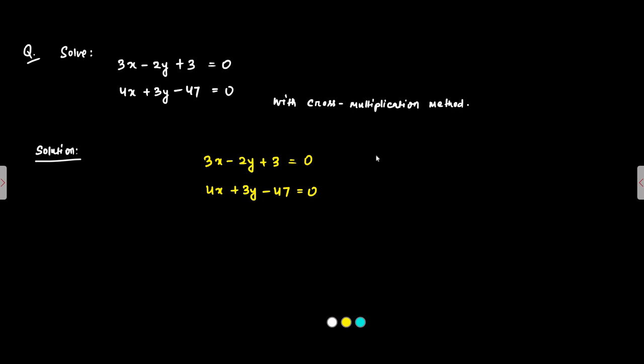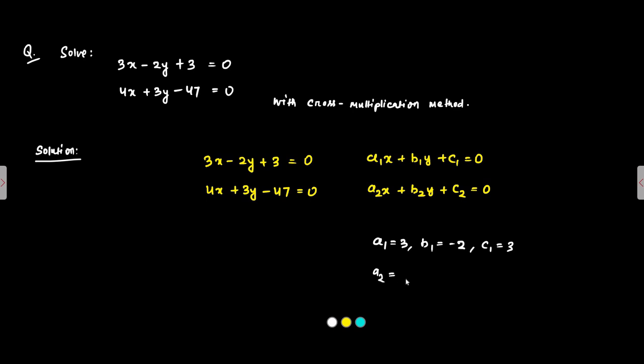Comparing it with the standard format, a1x plus b1y plus c1 equals 0 and a2x plus b2y plus c2 equals 0, we have a1 equals 3, b1 equals minus 2, c1 equals 3, a2 equals 4, b2 equals 3, c2 equals minus 47.